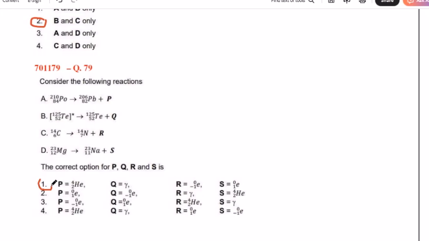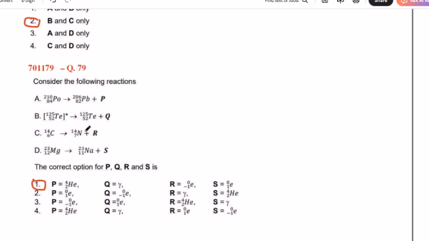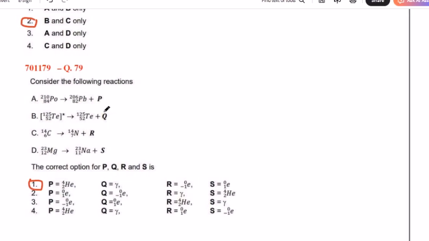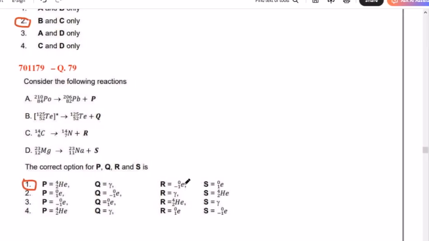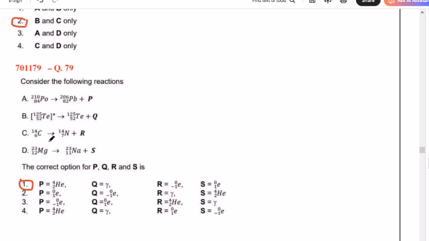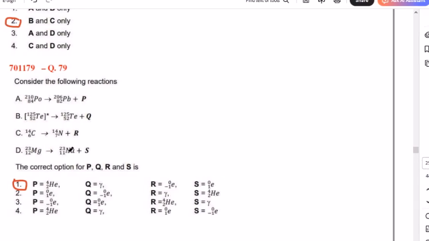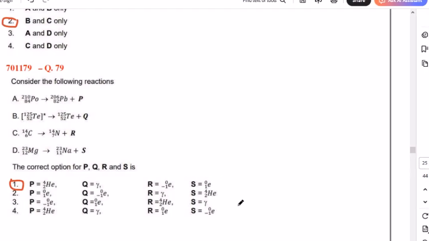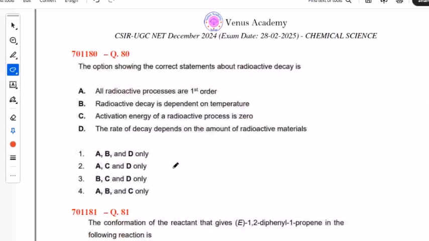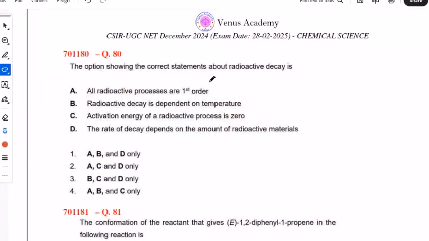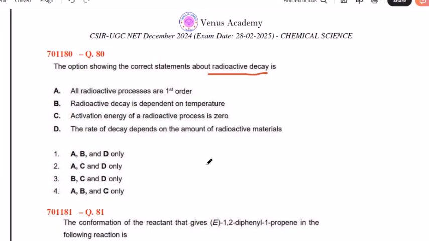What is happening? Helium 4 2, right. So gamma is going to be gamma because only gamma is released, and this is minus 1 electron, right. So an electron is going to be added for this. Then here it is 1 proton. So option number 1 is the correct option, friends.